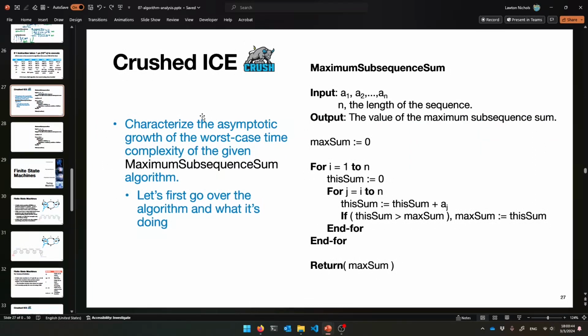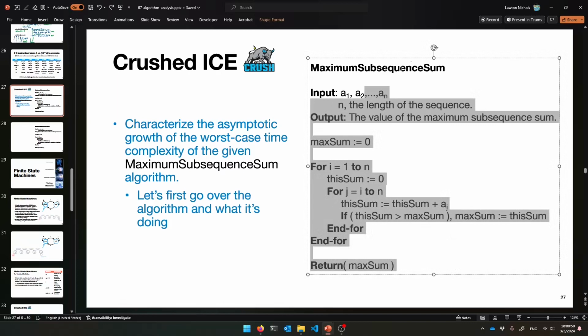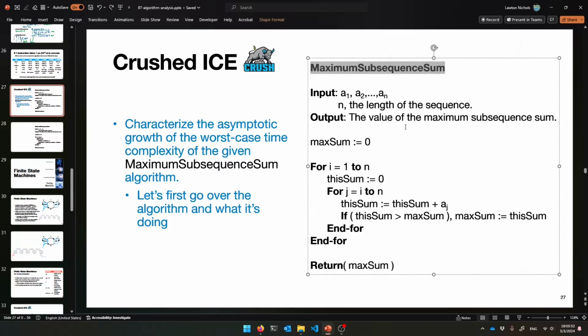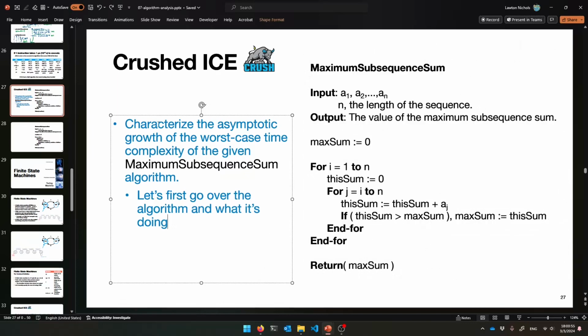Okay, so before I give you a different topic, let's talk about just one last thing. Let me give you an example, a question to solve, and then I'll help you analyze it. All right, so here's a function. It's called maximum subsequence sum. It does a cool thing. Try out some options, see what it's doing. But I would like you to give an analysis of it. Characterize the asymptotic growth in the worst case for this algorithm.